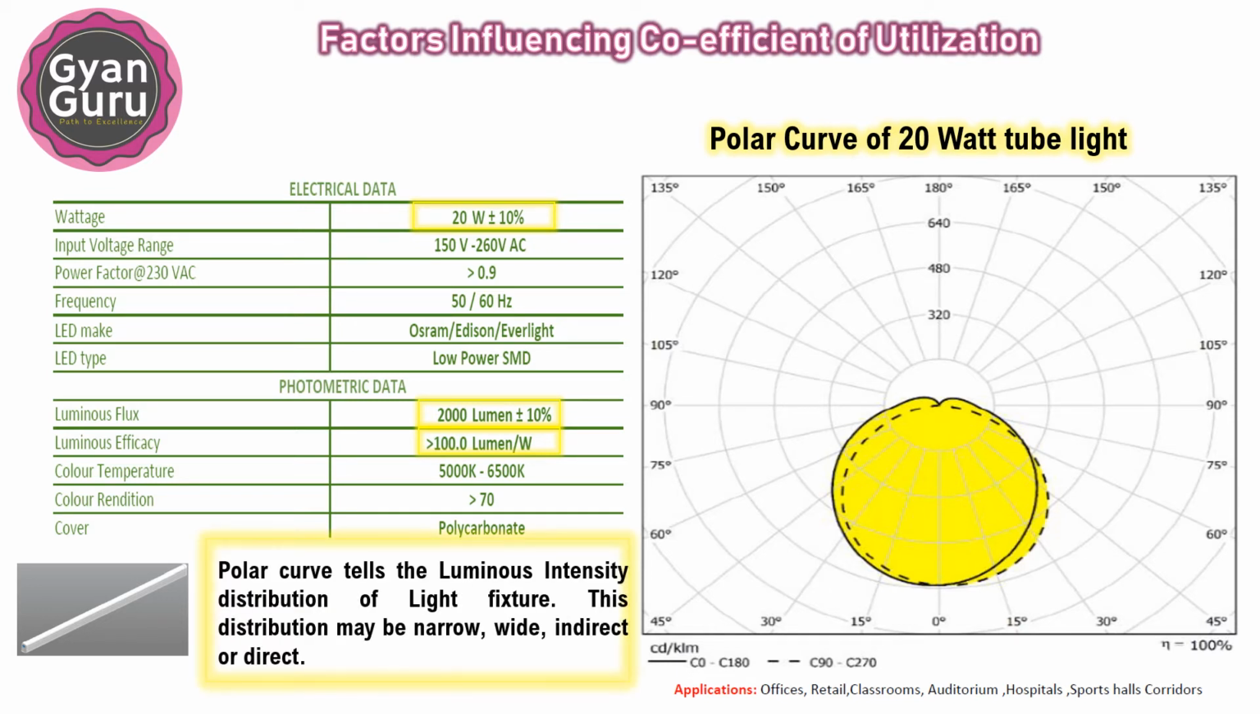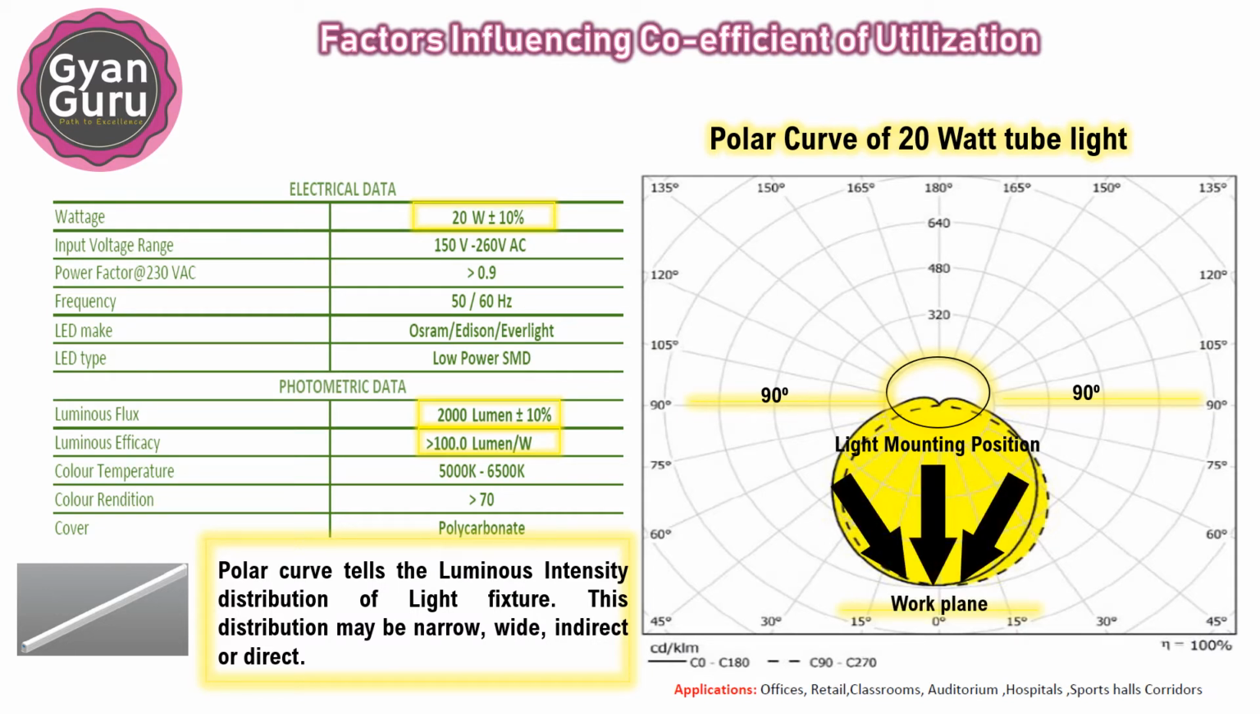Engineers use polar curves to plot the level of intensity at any given point. In other words, a polar curve tells an engineer how LEDs spread light across a room or surface. This distribution may be narrow, wide, indirect or direct. Now let's understand the polar curve. The center point is the point where the fixture is mounted. If we draw a virtual line at 90 degrees, one can see that the luminous intensity of the tube light is below 90 degrees and falling directly on the work plane. Hence the distribution is direct. There is no luminous intensity distribution above the 90 degree region.